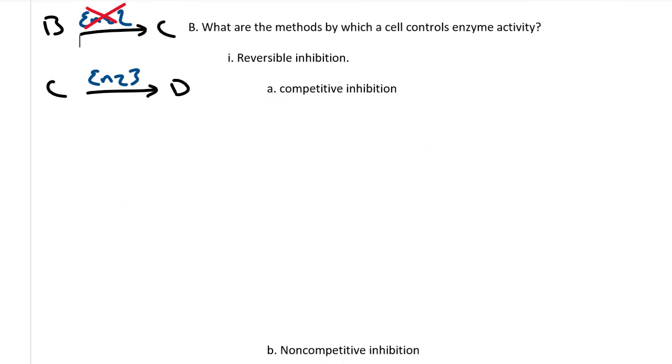So what are the methods by which a cell controls enzyme activity? Reversible inhibition. Remembering what reversible means. Reversible means that if a molecule binds to an enzyme and inactivates it or activates it further, that interaction can be reversed without the need of a chemical reaction. Meaning that interaction is a binding event that is mediated through weak interactions, hydrogen bonding, ionic bonding, etc. It doesn't require a chemical reaction for it to be reversed.